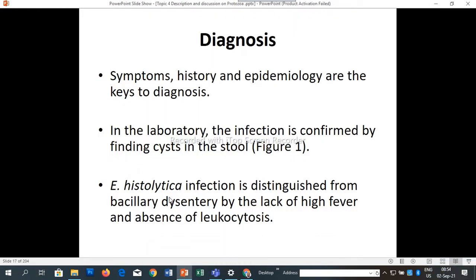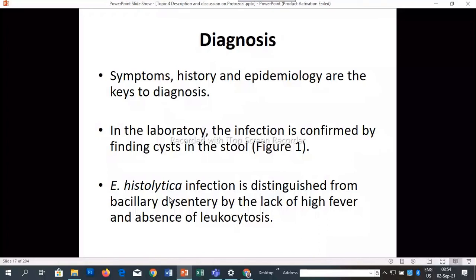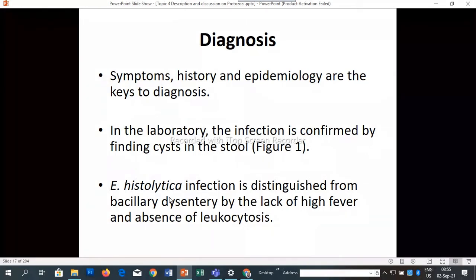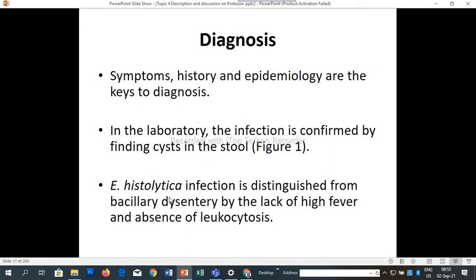In the laboratory, the infection is confirmed by finding cysts in the stool, and also the trophozoites in the stool. Entamoeba histolytica infection is distinguished from bacillary dysentery by lack of high fever and absence of leukocytosis. It means that if you are a doctor in a clinic treating this kind of infection and you are confused whether it's bacillary dysentery or amoebic dysentery, you will check the white blood cell count. If it is normal, it's not bacillary dysentery, it's amoebic.